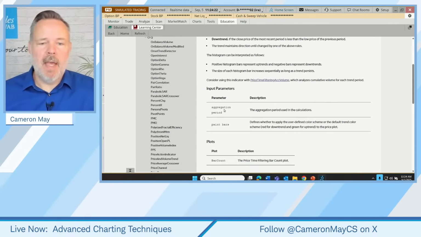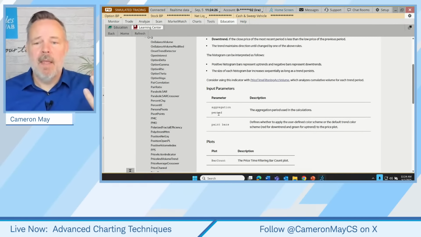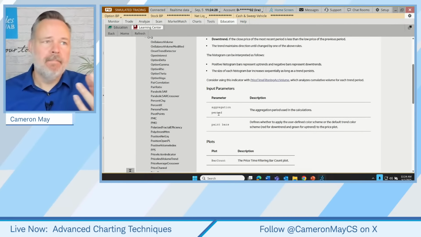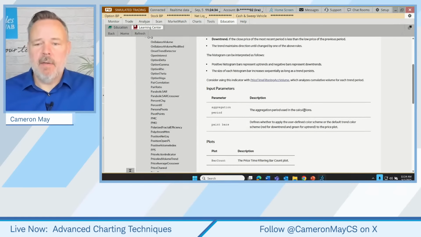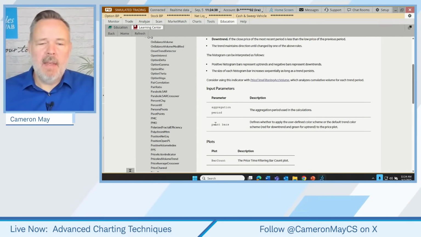What are the input parameters? The aggregation period, that's a fancy way of saying what's the default time frame. It's a weekly aggregation period. The aggregation period used in the calculations is weekly in this case. And then there are instructions that we can give to the indicator.